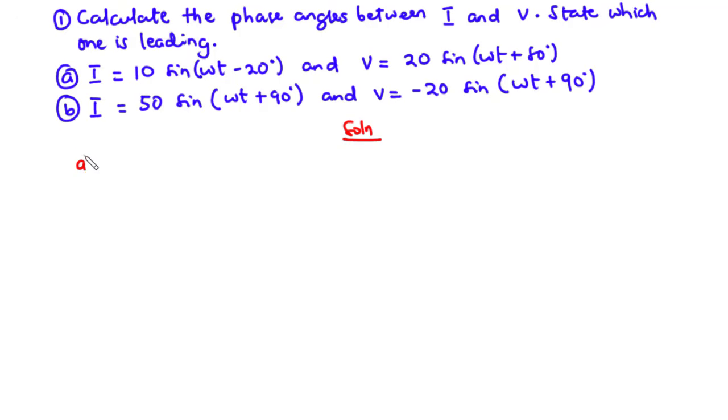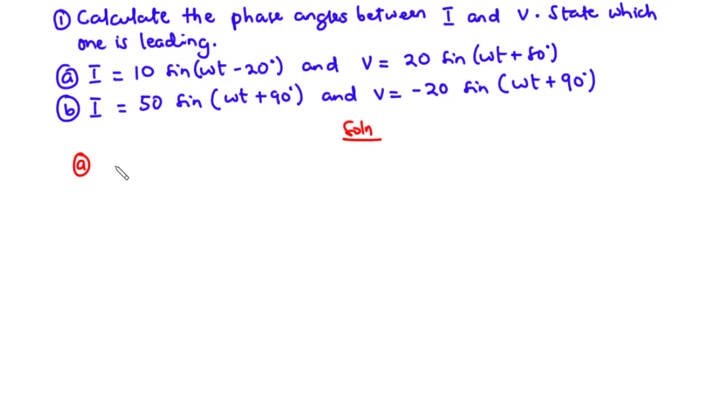So for A, we have I to be 10 sine omega t minus 20 degrees, and then we have V to be 20 sine omega t plus 80 degrees. Now when you compare the two signals, you realize that the two signals have the same form. That is, they are both sine waves. They have positive amplitudes. So for that matter, we can compare their phase angles.